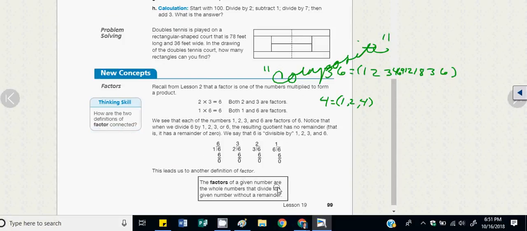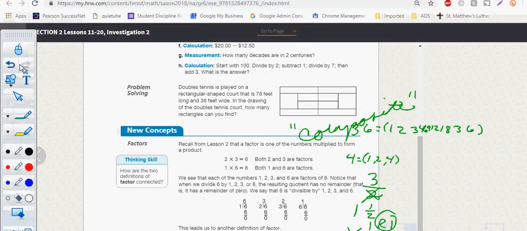Factors of a given number are the whole numbers that divide the given number without a remainder. So sure, I can divide 2 into 3, but there's going to be a remainder. You're going to get 1 and that half. Or in long division, 3 divided by 2 ends up being 1 remainder 1, right? So that didn't count as a true factor. 2 is not a true factor of 3. You can't list it. Even though it does go in, it's not even. Does that make sense?